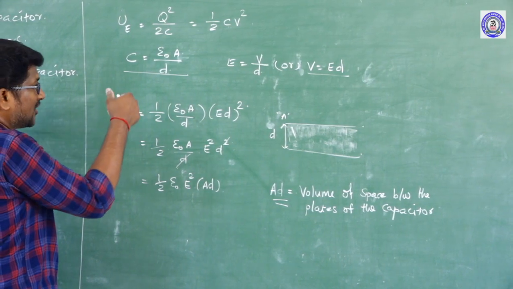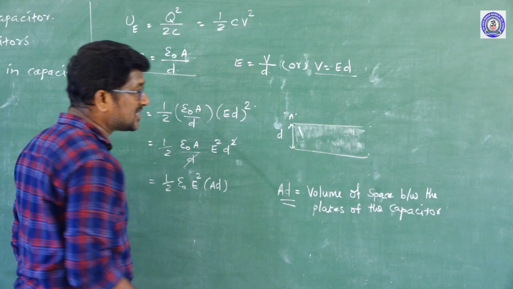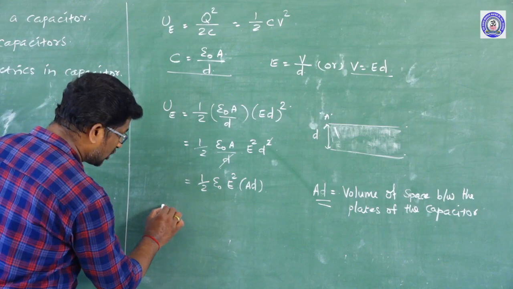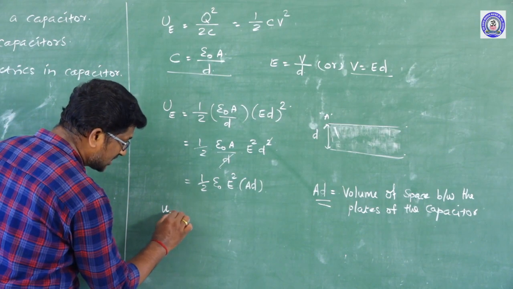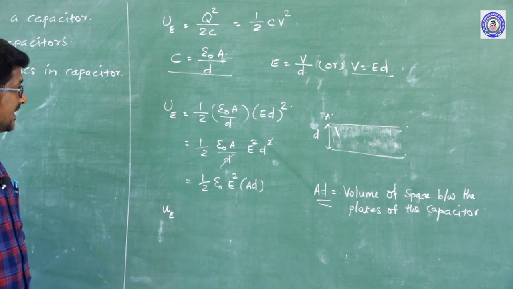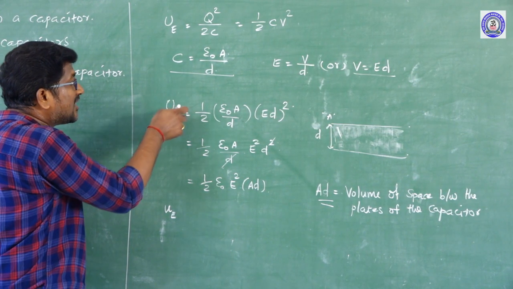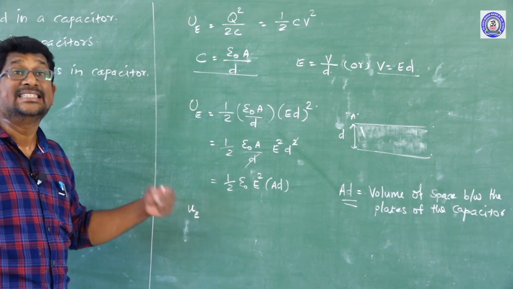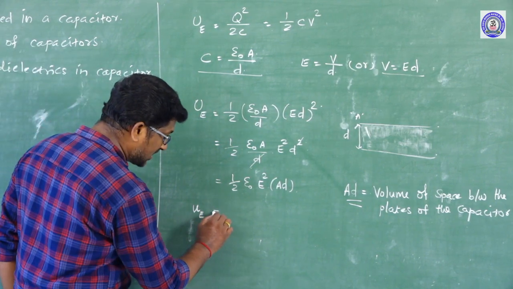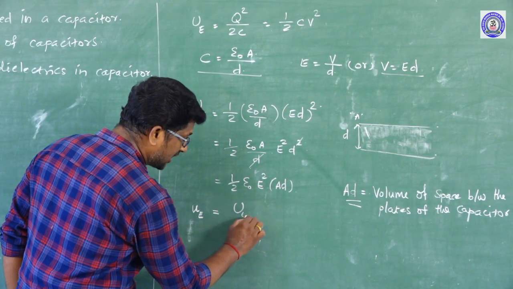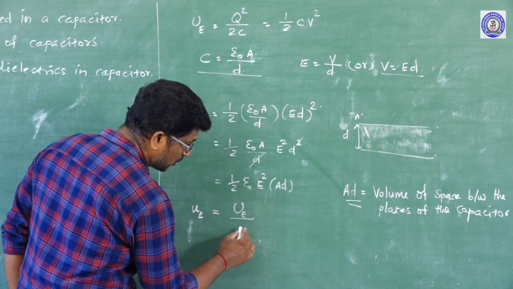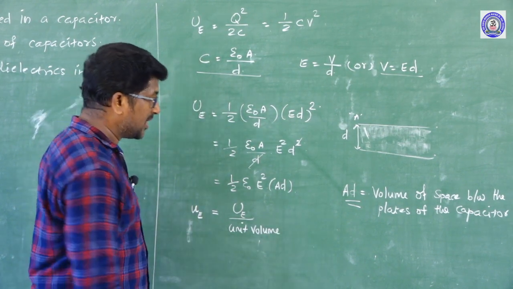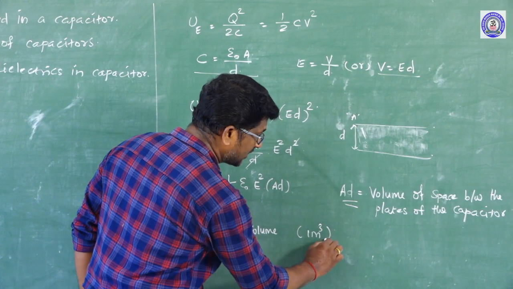The amount of electrostatic potential energy stored in the capacitor per unit volume is called the energy density of the capacitor. The energy density is denoted by small u suffix E. Capital U suffix E is the electrostatic potential energy in the capacitor, whereas small u suffix E is the energy density. Energy density of the capacitor is nothing but total electrostatic potential energy per unit volume. Unit volume means 1 meter cube volume.